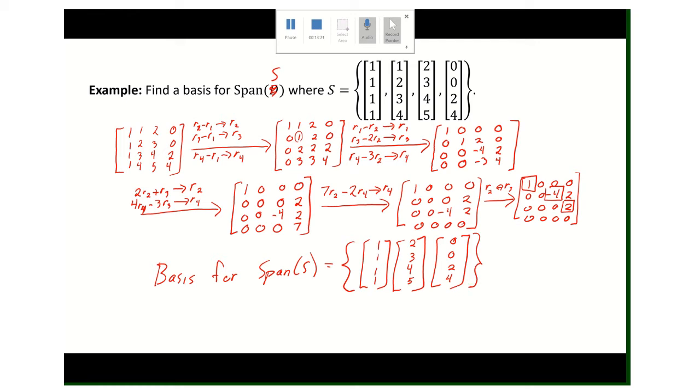Now, one thing to note is that you can get different bases, okay? There's all kinds of different bases. So if one person does the row reductions one way, they might get one basis. If somebody does the row reductions a different way, they might get a slightly different basis, okay? But it is going to be a subset of what you started with.